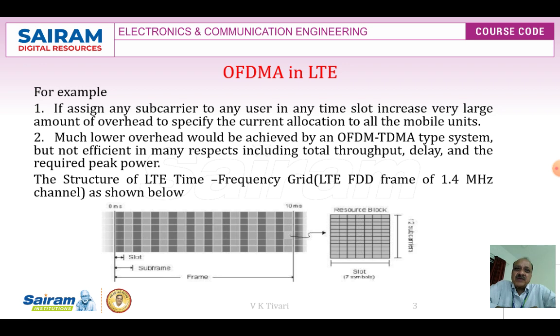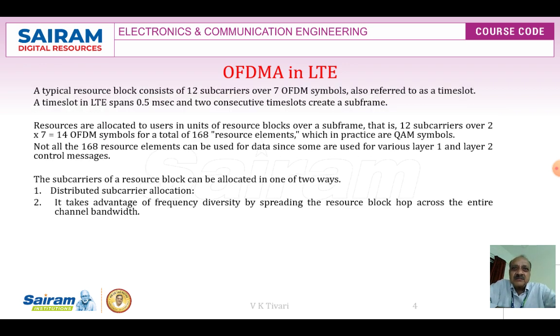The structure of the LTE time frequency grid is given below. You can see how it is defined. OFDMA, orthogonal frequency division multiple access, which we are using in LTE. The typical resource block consists of 12 subcarriers over 7 OFDM symbols, also referred to as a time slot. A time slot in LTE spans 0.5 millisecond, and 2 consecutive time slots create a subframe.